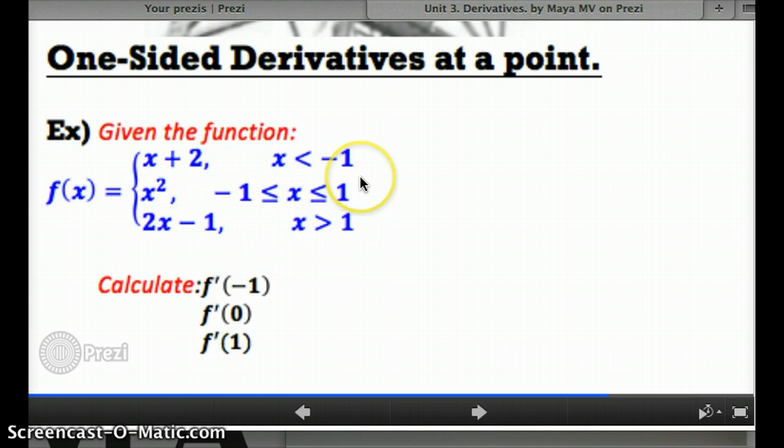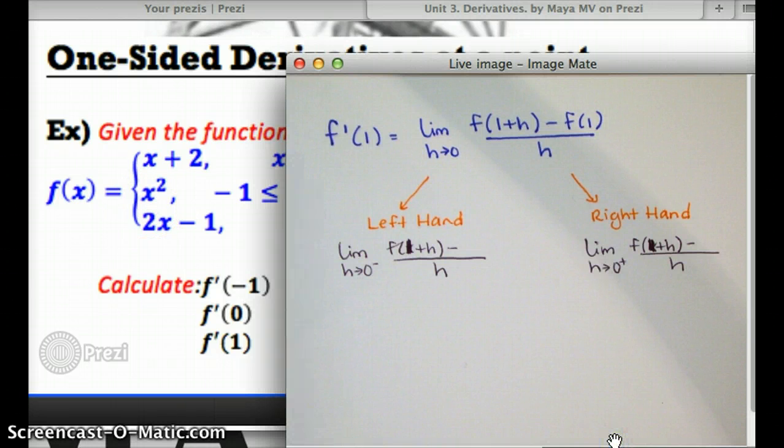So the actual f of 1 is 1, because 1 squared is 1, and that's the output of the function. And that number 1 is what I should put on both sides.